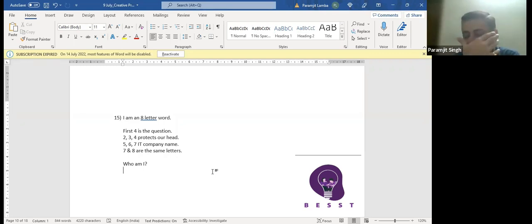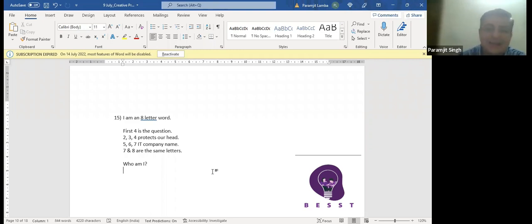The way to solve such questions is start with the section which you can answer quickly and correctly. So for example, 2, 3, 4 protects our head. So it has to be a 3-letter word which protects the head. Helmet is actually a 7-letter word.